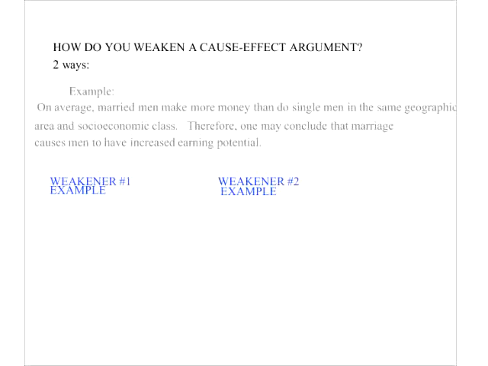So, but let's do this argument. On average, married men make more money than do single men in the same geographic area. Therefore, one may conclude that marriage causes men to have increased earning potential. Sorry for the shift of focus. I'll tell you why I did this in a second. I'll tell you why we moved from the original argument to this one.